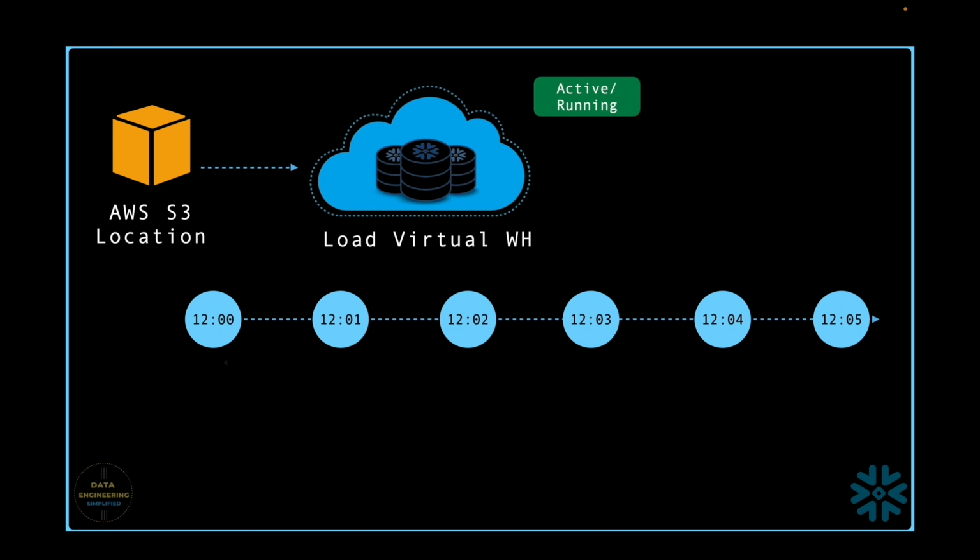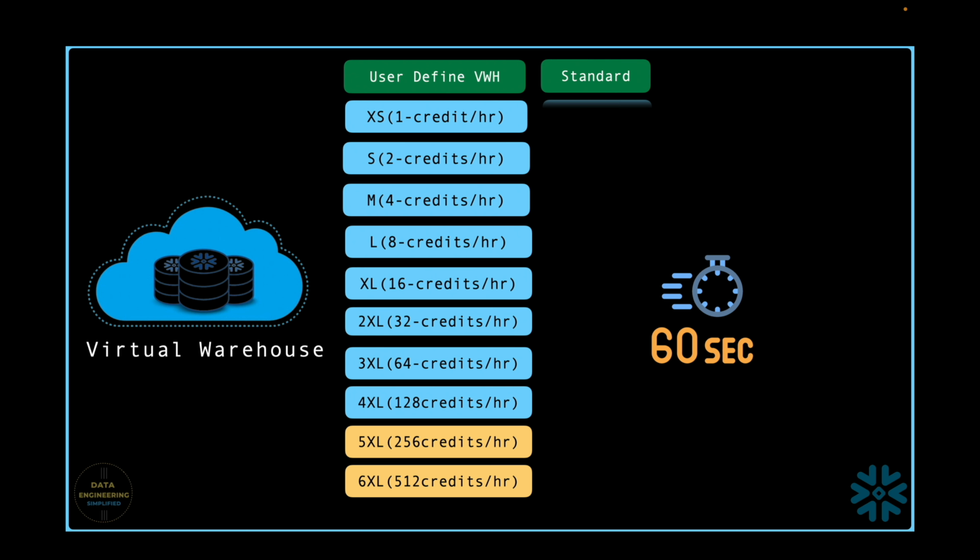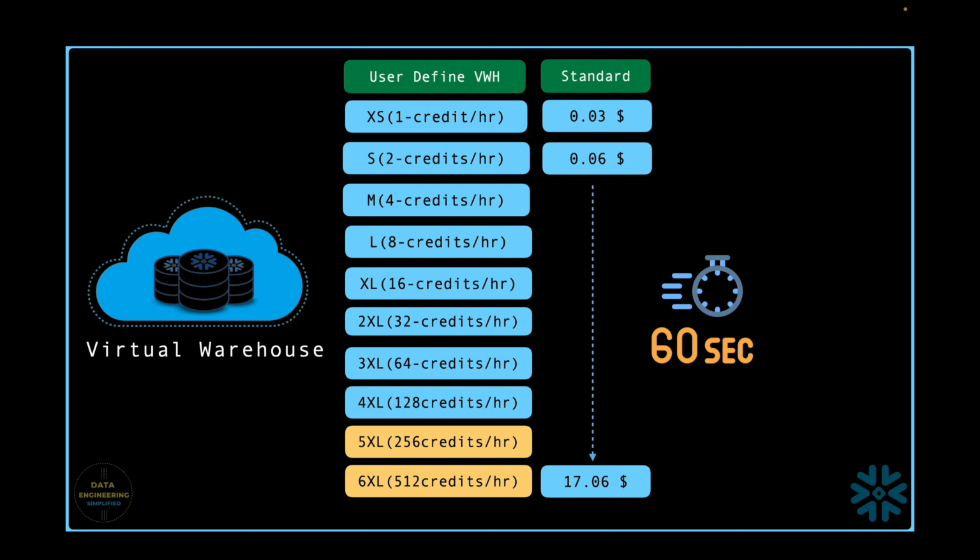So when you submit your copy command or any kind of query that needs a virtual warehouse or a compute resource, and if the compute resource is in a suspended state, it changes its state and becomes active. And Snowflake charges for the first 60 seconds, irrespective of whether your query is running for 10 seconds or 30 seconds or 59 seconds. What it means is that if you are running a query or executing a copy command in a standard edition of Snowflake with extra small compute, meaning one node cluster, the minimum workload cost would be around $0.03, and the same workload will cost you around $17.06 if you run it at 6x extra large virtual warehouse having 512 nodes.